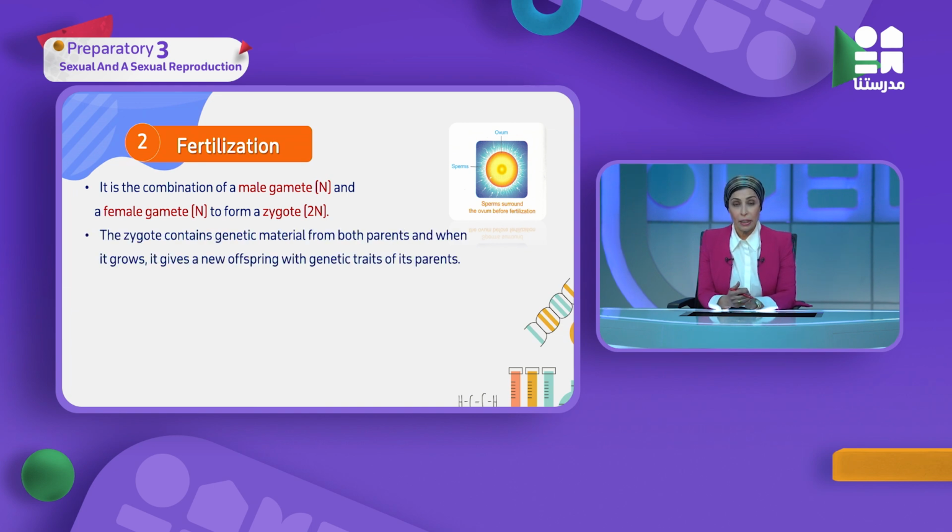Forming the zygote. The zygote contains genetic information, or genetic properties, from both male and female. The haploid coming from the male carries part of the genes, and the haploid coming from the female brings the rest of the genetic information, to combine together in the zygote, forming a new individual that has its own properties and its own genetic information.